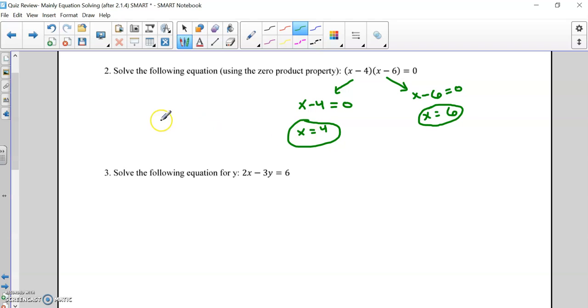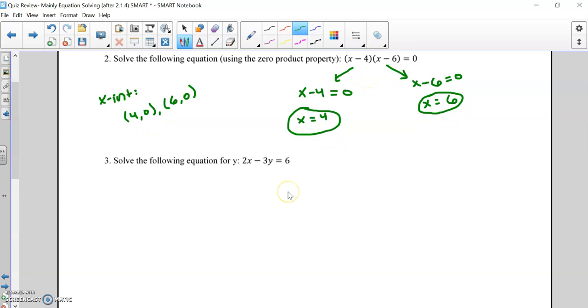Something worth noting is that if I give you the factored form of a quadratic equation, you can use these to immediately find out that your x-intercepts are 4, 0 and 6, 0. Okay, factored form is the way that you can very, very quickly find x-intercepts.